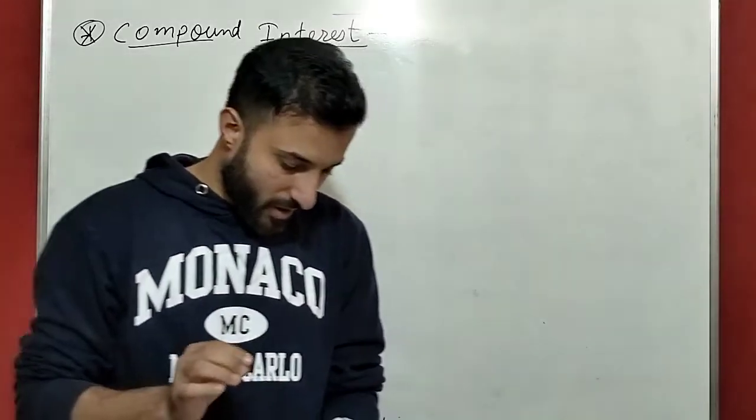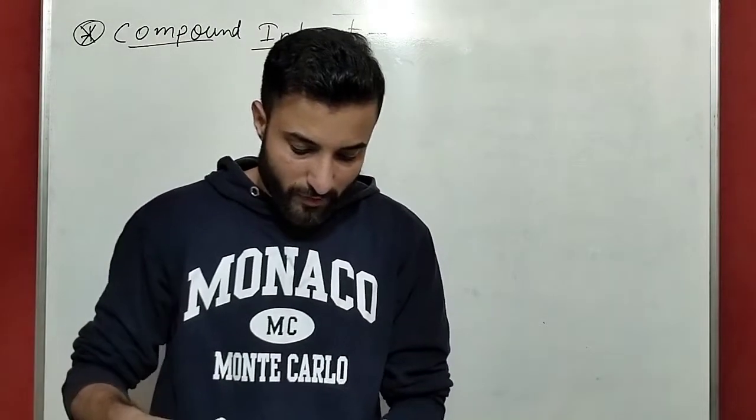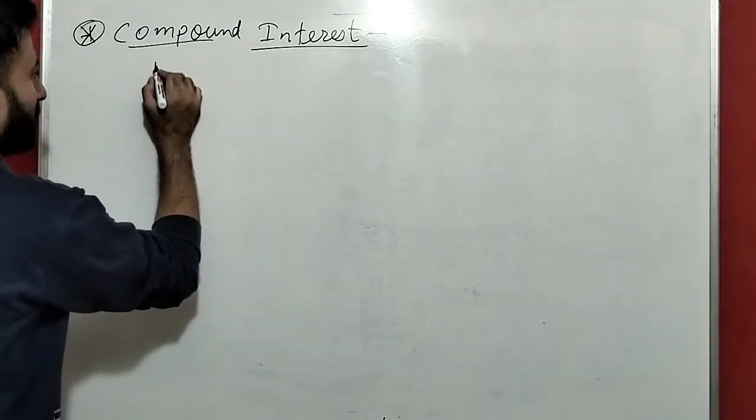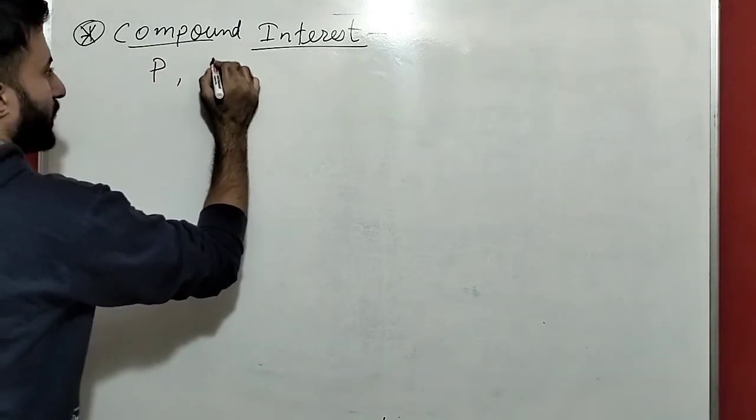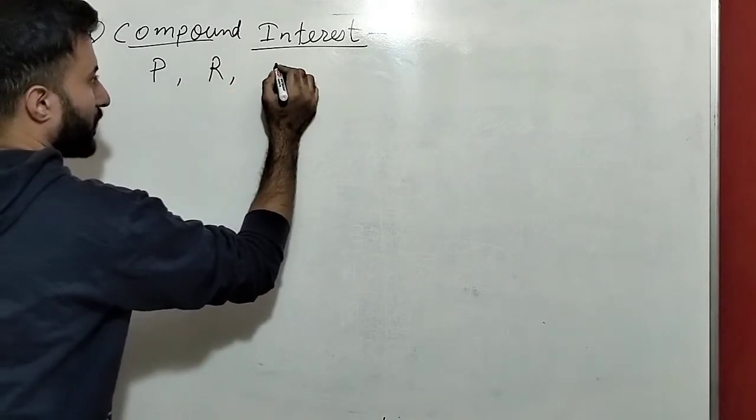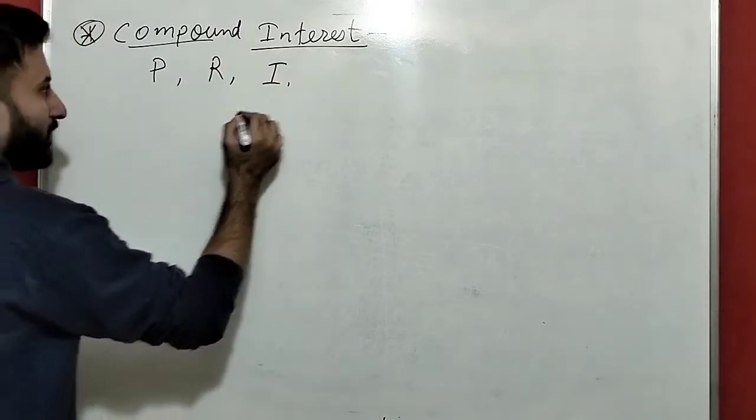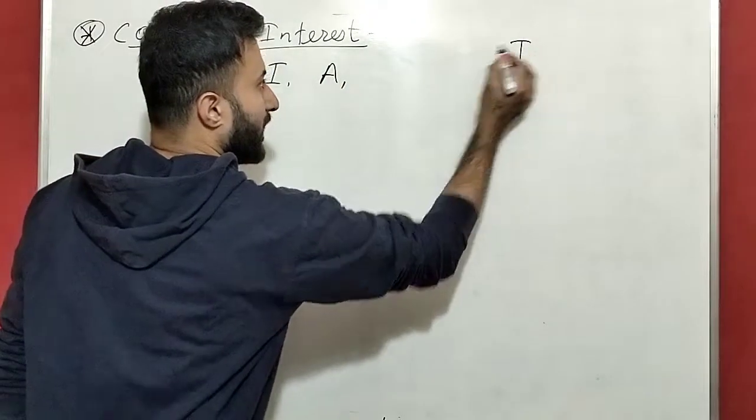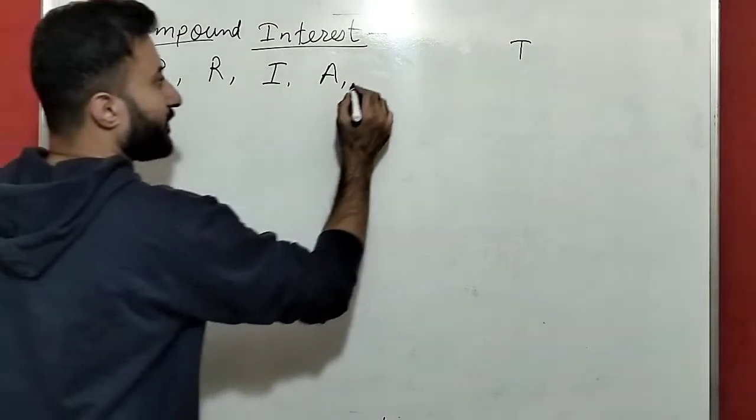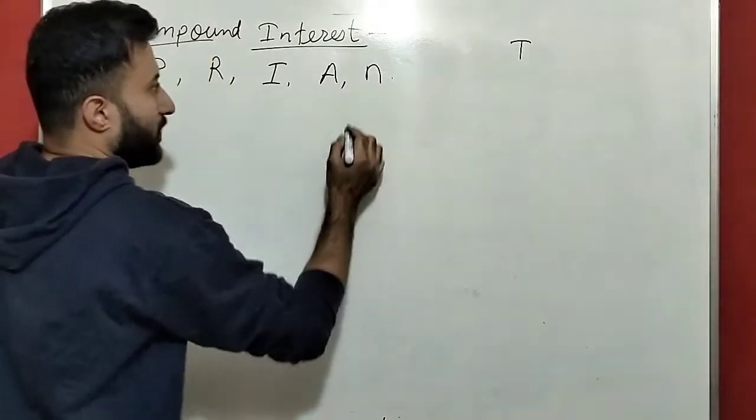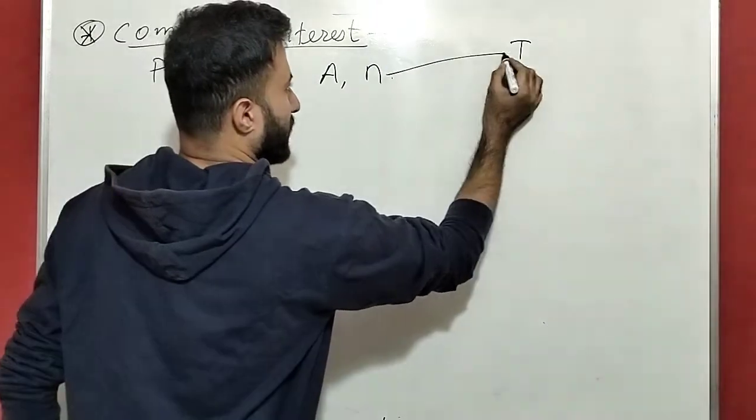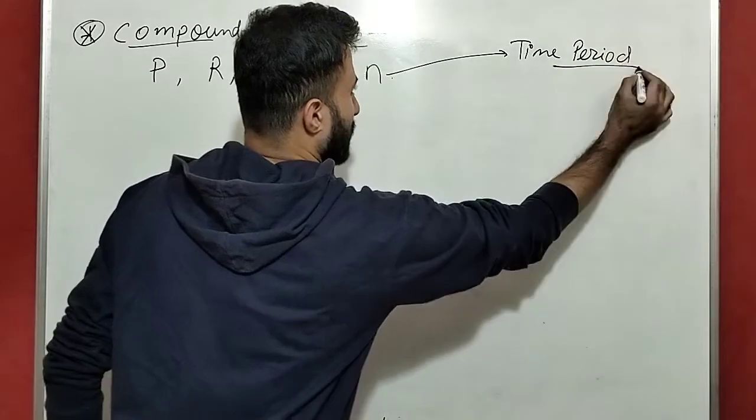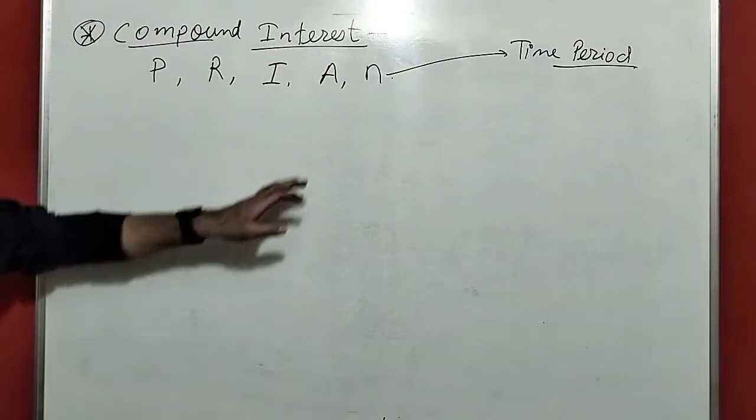Now see here, the one thing you have to keep in your mind for compound interest: in simple interest, principal is denoted by P, rate of interest is denoted by R, interest is denoted by I, amount is denoted by A. In simple interest, time is denoted by T, but in compound interest, time is denoted by small n. Small n is nothing but the time period in compound interest. Keep this in mind, guys, very important.